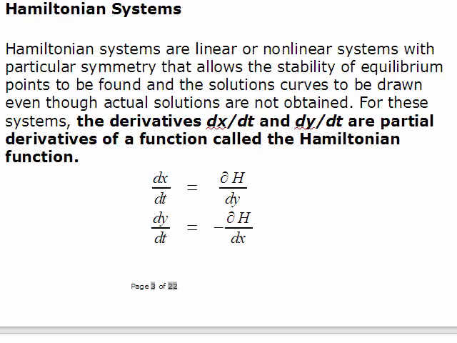Now, a Hamiltonian system is a system, and we're using here a two-dimensional system that has some symmetry to the derivatives. By this symmetry it allows us to calculate another function called the Hamiltonian, and there are a lot of principles that follow from that Hamiltonian that allow us to determine the solution curves of the system. Okay, what is the symmetry?